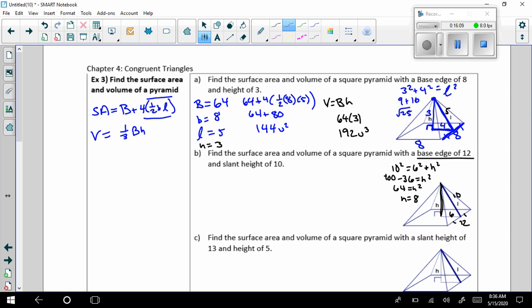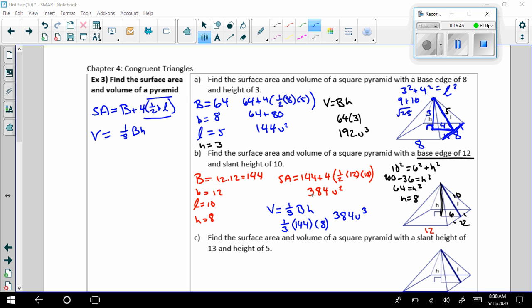Okay. So area of the base is 12 by 12, which is 144. And that's 12 by 12. Little b is just 12. Slant height is 10. Height is 8. So I'll pause the video, go ahead and calculate surface area.